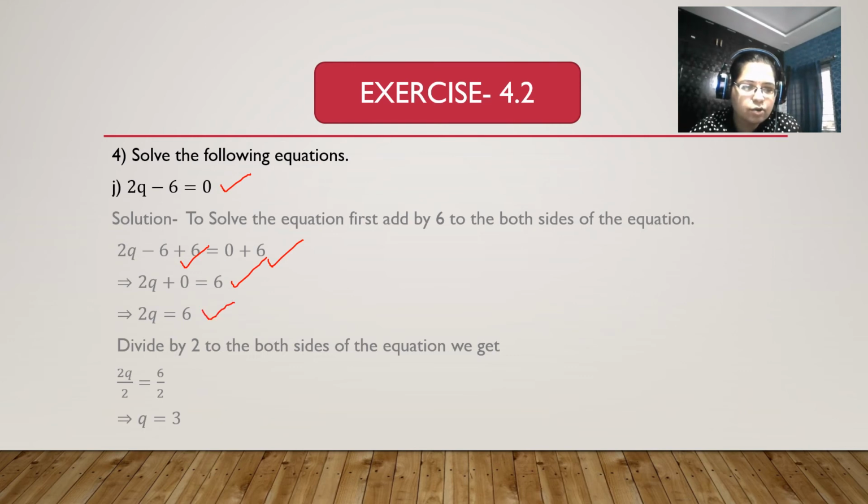Now divide both sides by 2. We get 2q divided by 2 equals 6 divided by 2. The 2 and 2 cancel. Now we get q equals 6 divided by 2, which is 3. So the value of the variable q is 3, and the solution of this equation is q equals 3.